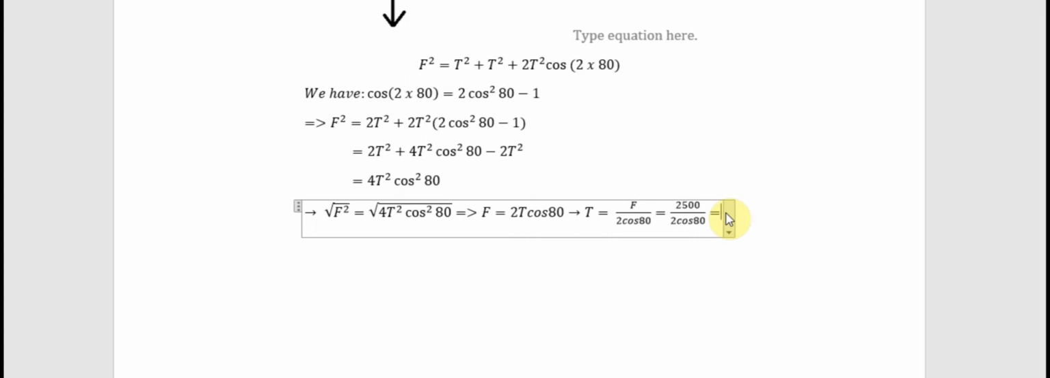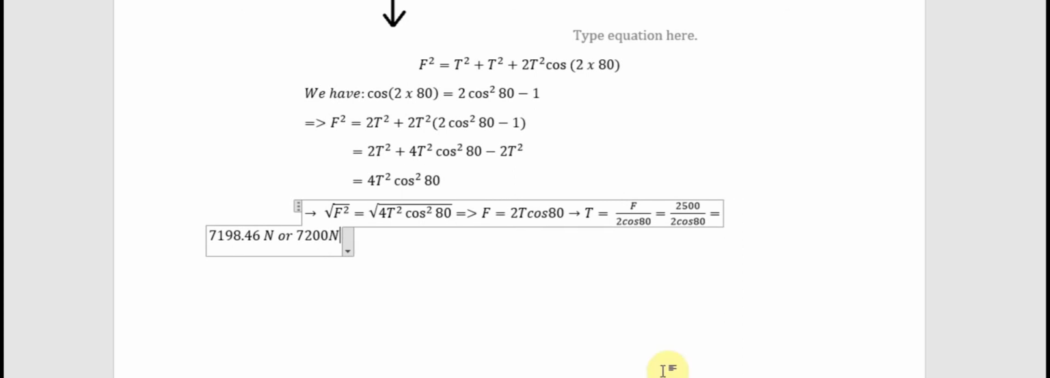That's about 7198.46 newtons, or 7200 newtons. This is an approximate number.